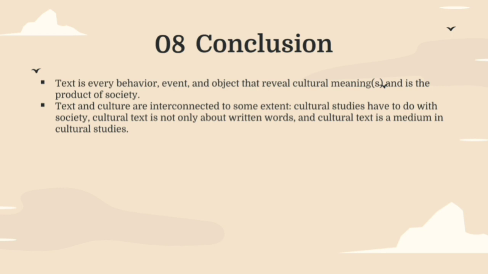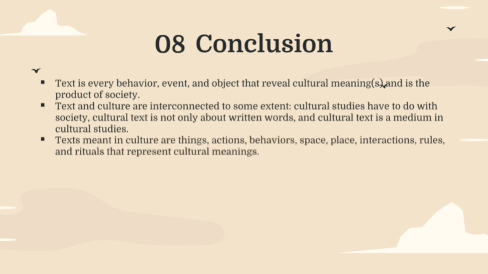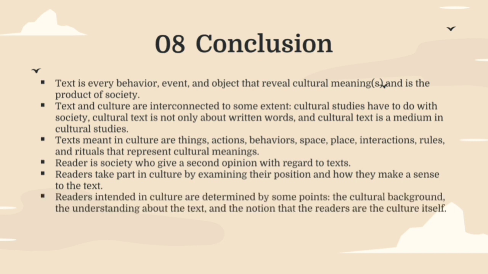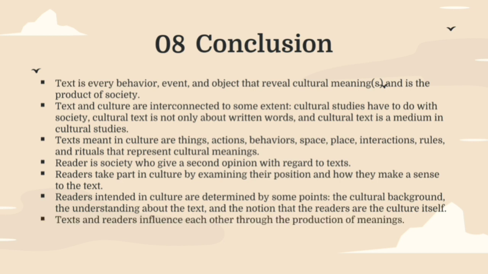Cultural text is not only about written words, and cultural text is a medium in cultural studies. Texts made in culture are things, actions, behaviors, space, place, interactions, rules, and rituals that represent cultural meanings. Readers are society who give a second opinion with regard to texts. Readers take part in culture by examining their position and how they make sense of the text. Readers intended in culture are determined by some points: the cultural background, the understanding about the text, and the notion that the readers are the culture itself. Text and readers influence each other through the production of meanings.